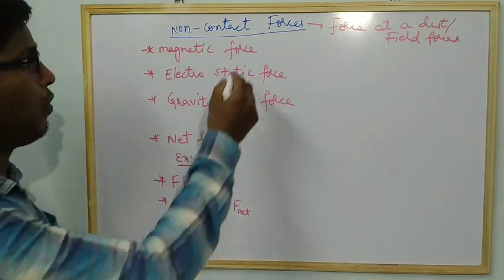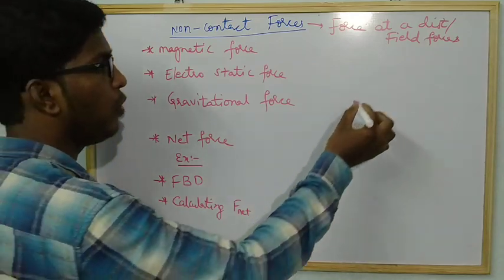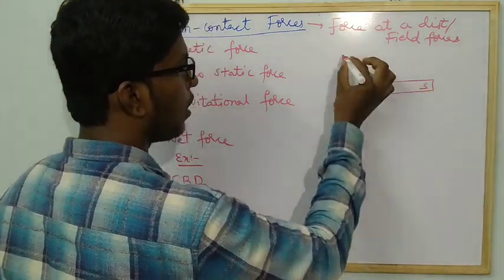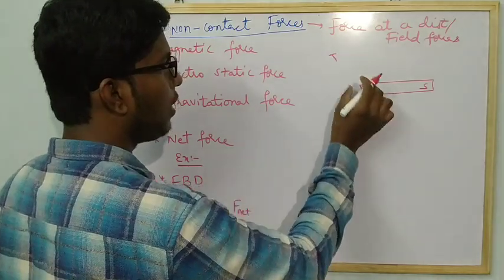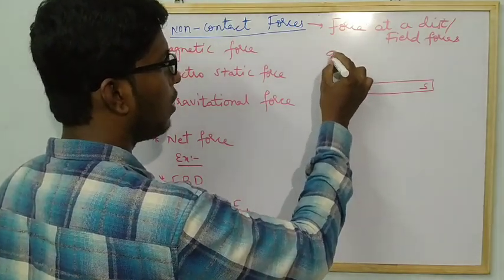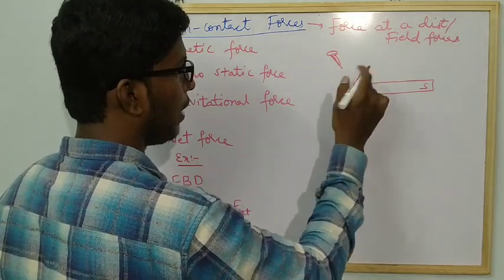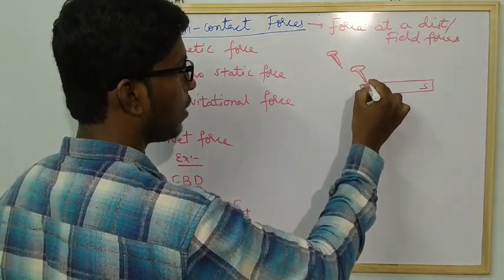If you observe, the first one is magnetic force. Suppose that this is a bar magnet. If you place an iron particle near the bar magnet, assume that this is an iron nail, the nail will be attracted toward the magnet and stick onto it. Like this.